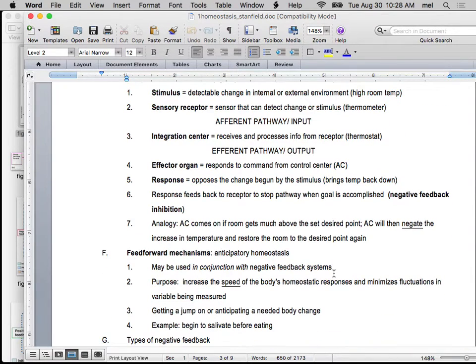Okay, so now let's talk about something that's related to negative feedback, and it sounds like it's the opposite, but it's totally not.